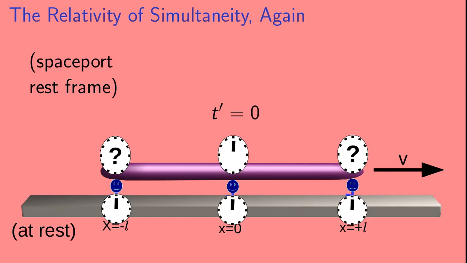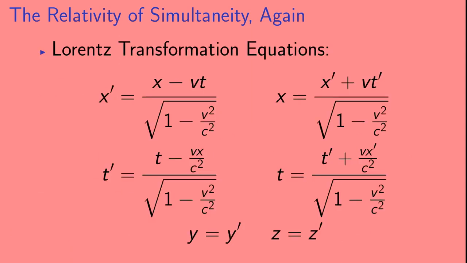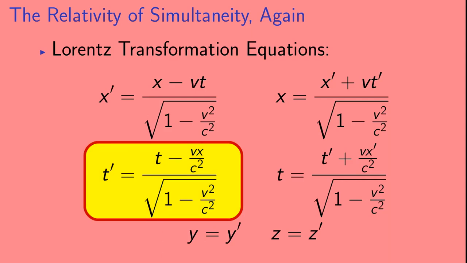We've already said that when the spaceship is in the middle of the spaceport platform, the time at the origin of both coordinate systems is defined to be 0. So we already know that the spaceport manager in the middle of the platform will see t prime equals 0 on the clock directly in front of them. To get the times on the other two clocks, we'll use the Lorentz transformation equations. Specifically, we'll use the equation for t prime.